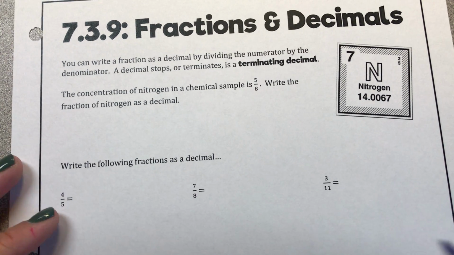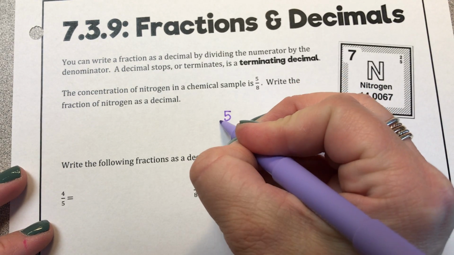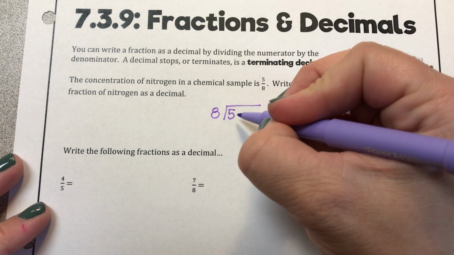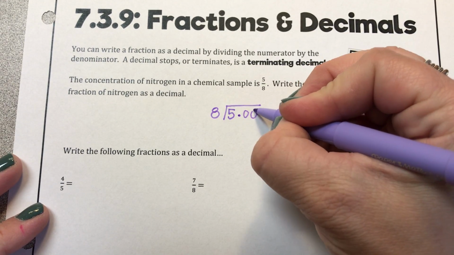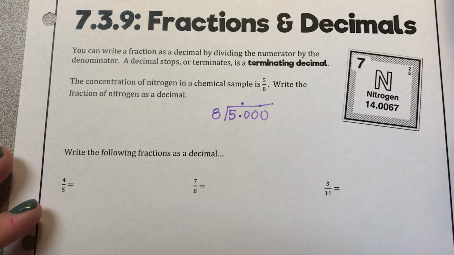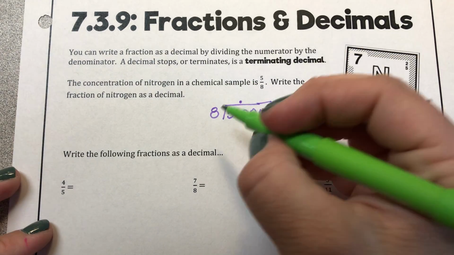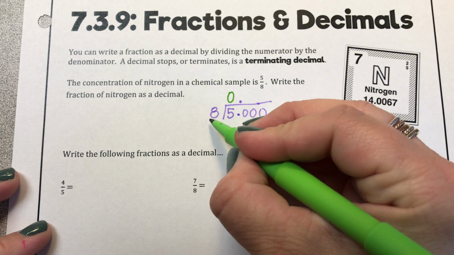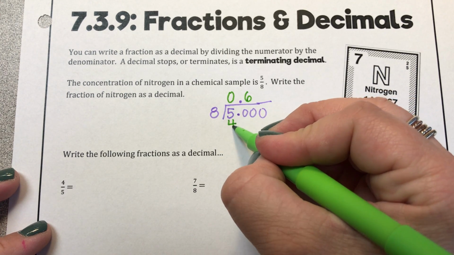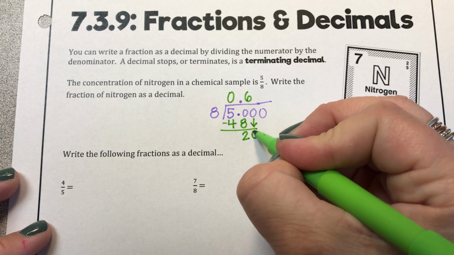Okay, so if it's 5/8, we're going to tip our fraction over and do 5 divided by 8. When you set up long division, you put your decimal point and then add some zeros. You bring that decimal point up as well. Does 8 go into 5? No. But does 8 go into 50? 6 times. 6 times 8 is 48. That's 2. And we bring down a 0.